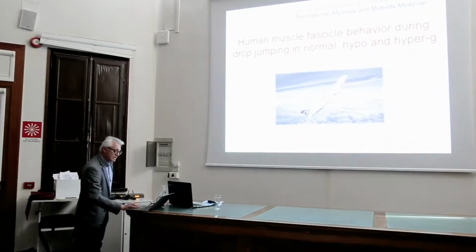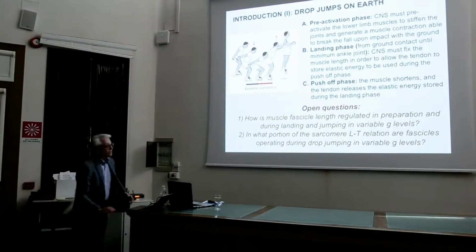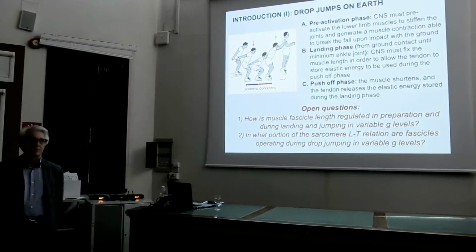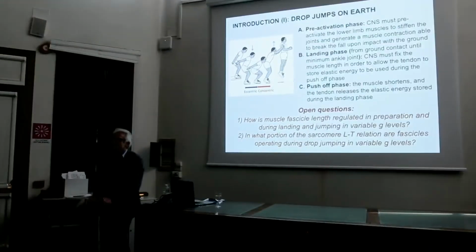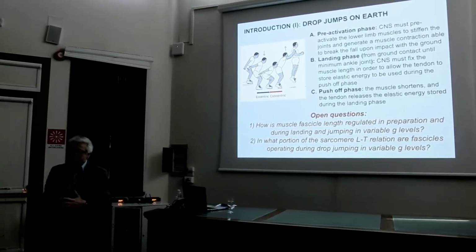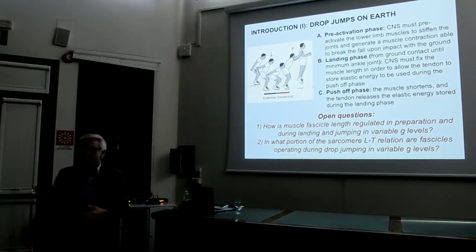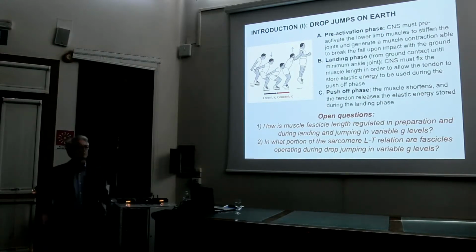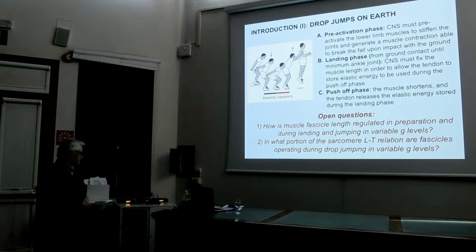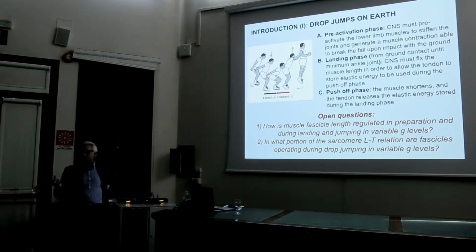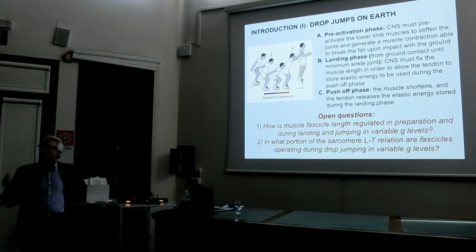So the question that we wanted to address was this. Of course, when we do a drop jump, and you all know what a drop jump is, basically you stand on a platform, you fall on the ground, and then you jump off. During the landing phase, in preparation for the jump, you must forcibly pre-activate your muscles. If you don't pre-activate your muscle, you crash to the ground. Of course, on Earth, there's no problem about this, because we know what to expect. We have knowledge of gravity. So the question was, if we change gravity, how do we pre-activate our muscles? How much and how early?